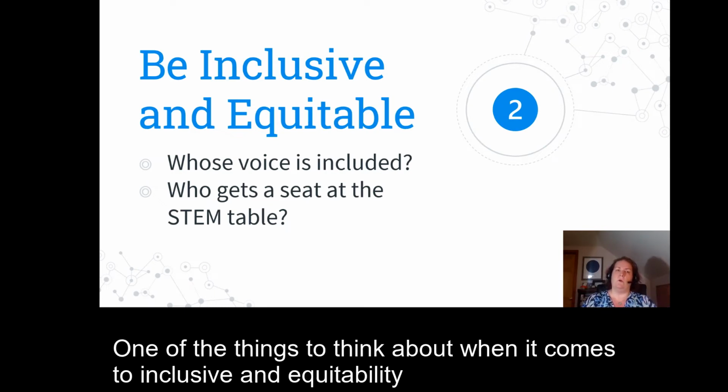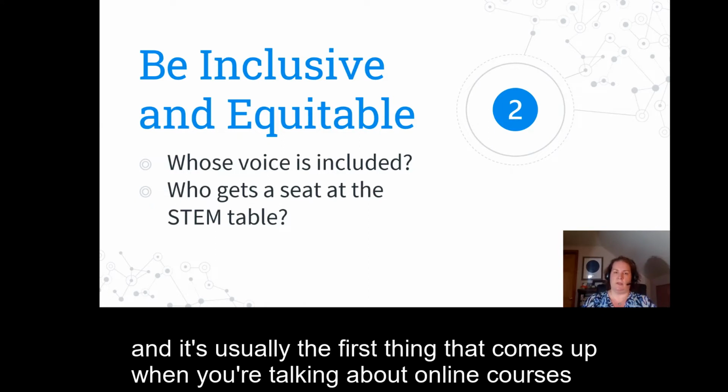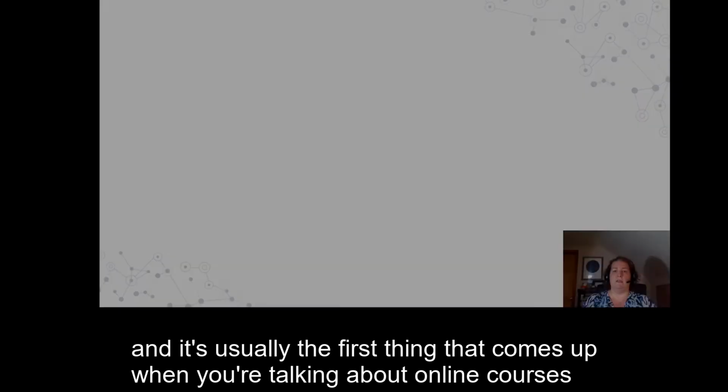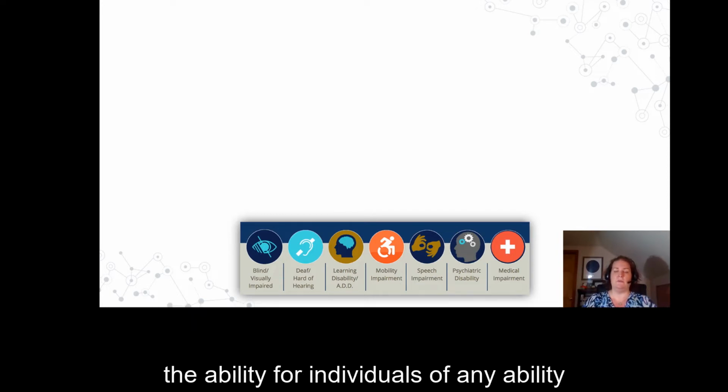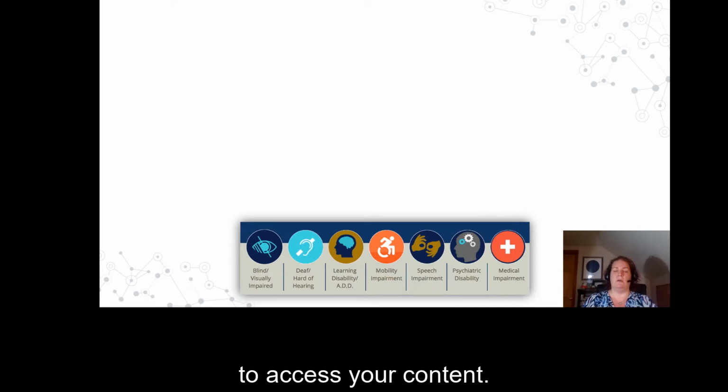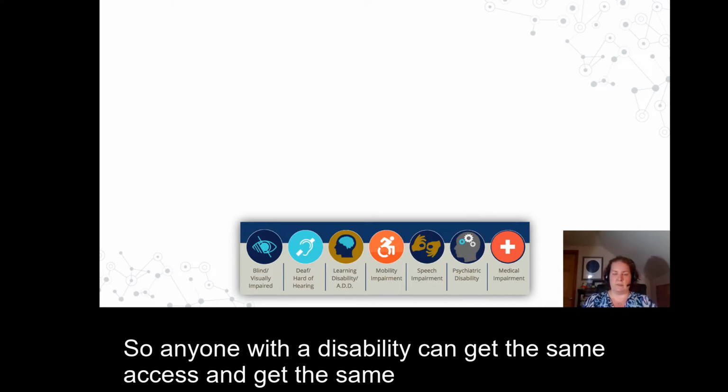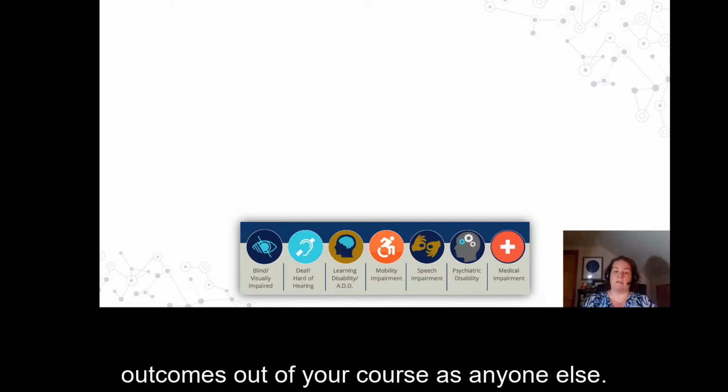So one of the things to think about when it comes to inclusivity and equitability, and it's usually the first thing that comes up when you're talking about online courses, is what's called universal design for learning. And there's a whole host of different resources out there, but this is addressing the ability for individuals of any ability to access your content. So anyone with a disability can get the same access and get the same outcomes out of your course as anyone else.